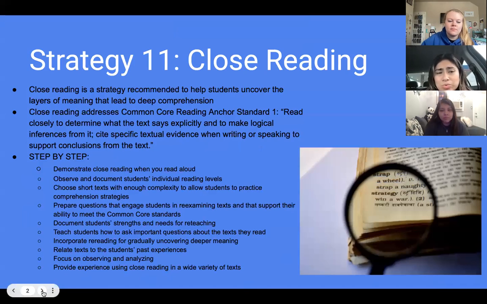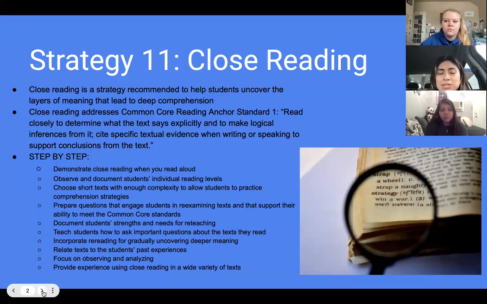So close reading actually addresses the Common Core Reading Anchor Standard 1, which is to read closely to determine what the text says explicitly and to make logical inferences from it, and cite specific textual evidence when writing or speaking to support conclusions from the text.